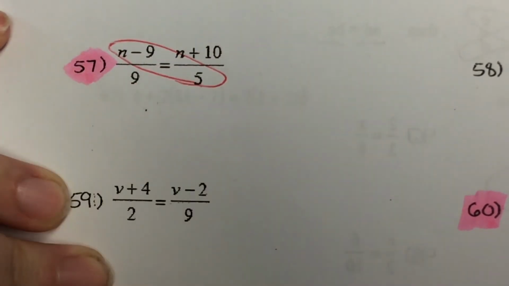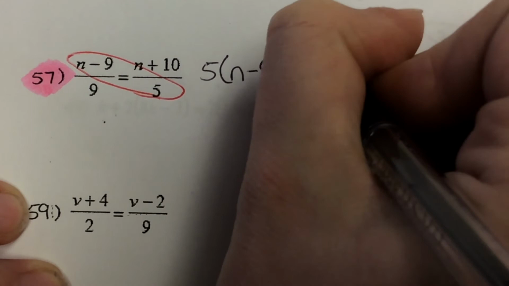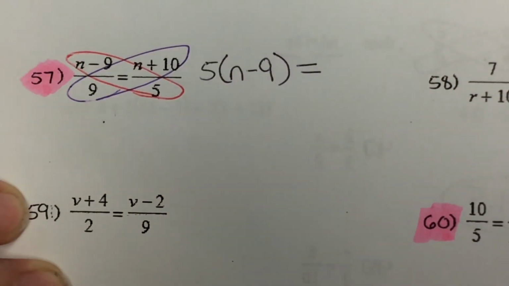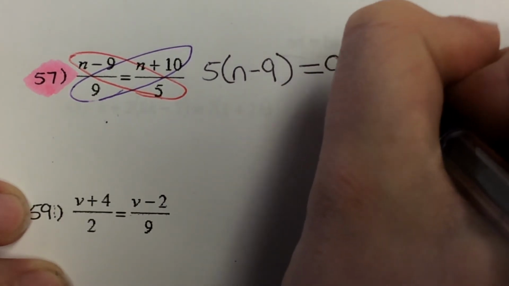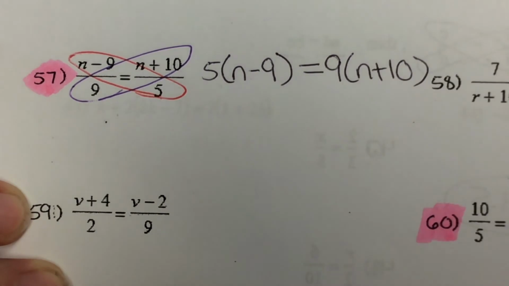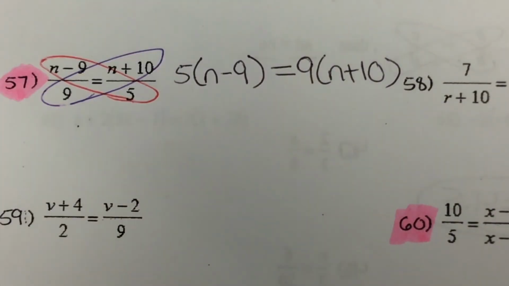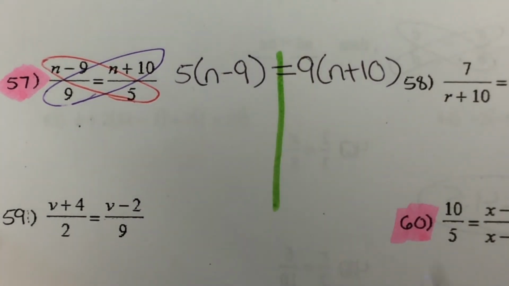Let's see. We have 5 times the expression n minus 9, I'm sorry. So we have 5 times n minus 9 equals, cross multiply the other way, 9 times n plus 10. So 9 times n plus 10. Remember to use your parentheses. Now we need to distribute twice. So let's draw a line down our equal sign and do our distribution.